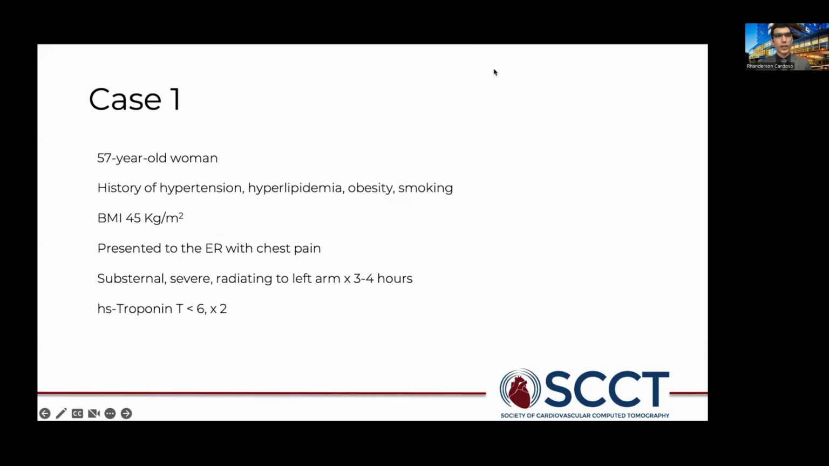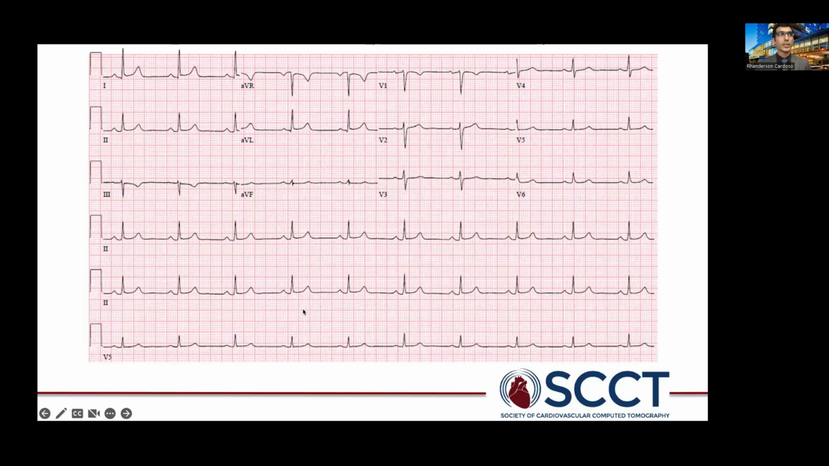This case is of a 57-year-old woman who has multiple coronary artery risk factors, but no established coronary artery disease. The patient has a history of hypertension, hyperlipidemia, a BMI of 45, and tobacco smoking. She presented to the ER with chest pain that was quite concerning for an acute coronary syndrome by history, described as substernal, severe in intensity. But her biomarkers checked on presentation and then 3 hours later with high sensitivity troponin were negative. As you can see here, the ECG was normal. There was no evidence of ischemic changes.